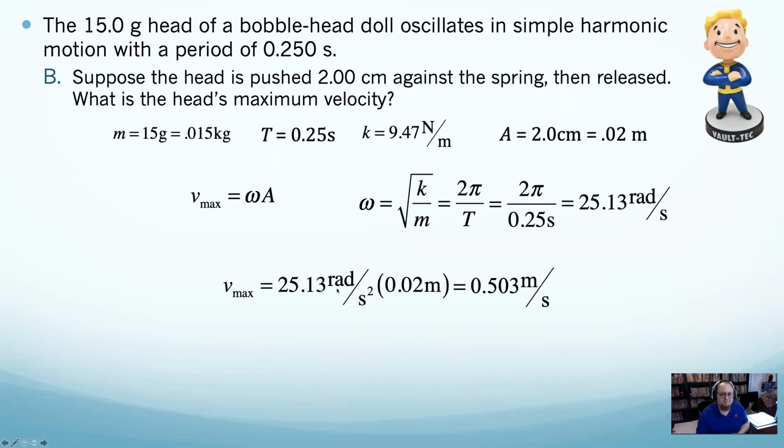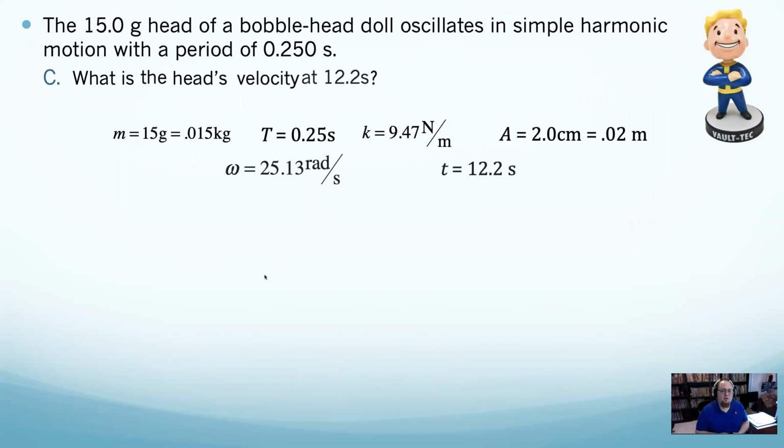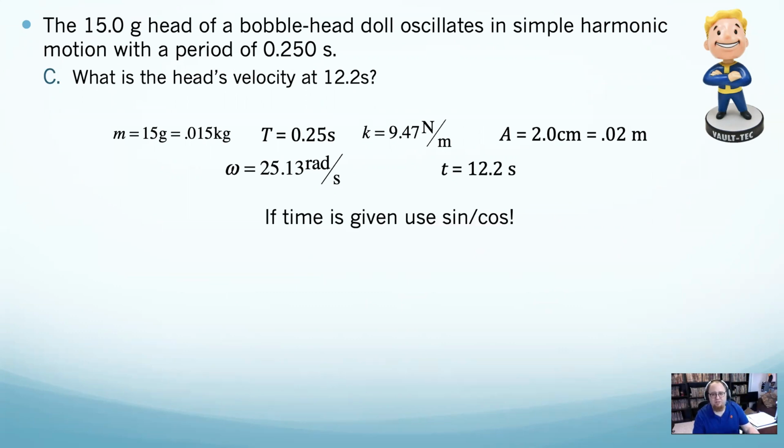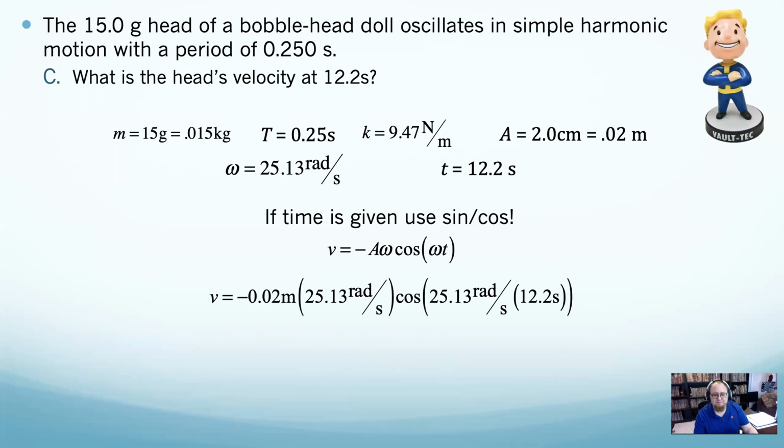Okay. Part C. What's the head's velocity at 12.2 seconds? If I give you time on these problems, if you know time, use the sine cosine equations. We know the time, so I'll use the velocity time equation. v equals negative A omega cosine omega t. Now just plug in. There's the velocity. Negative 0.139 meters per second. It's negative because it's moving down.